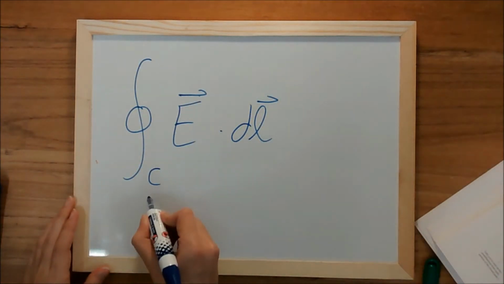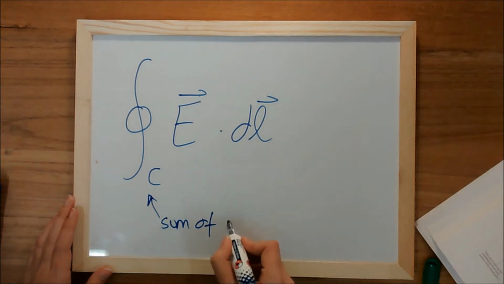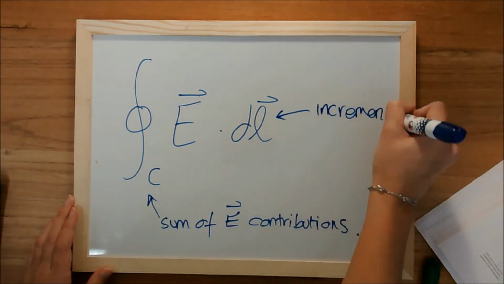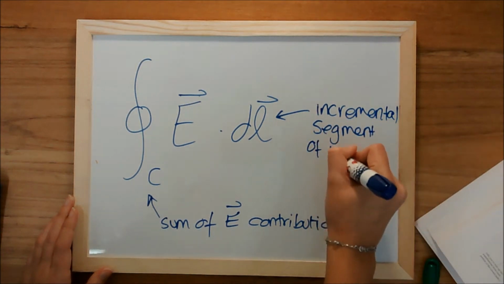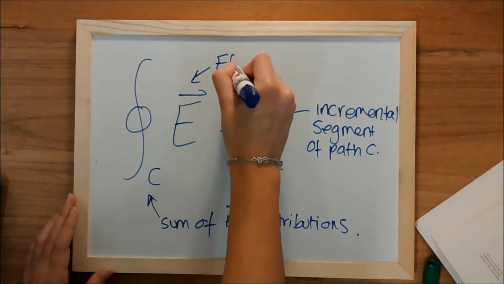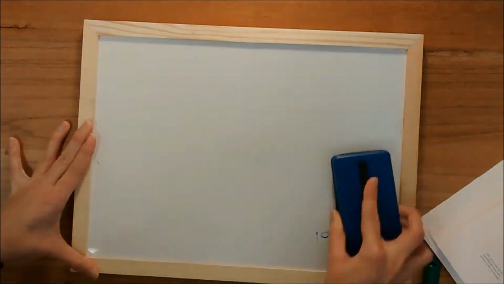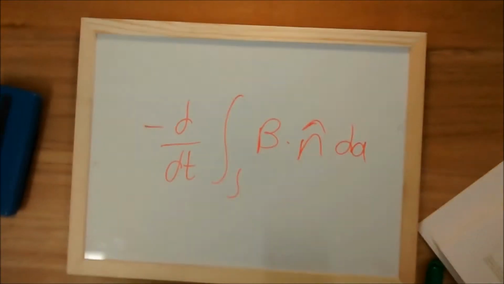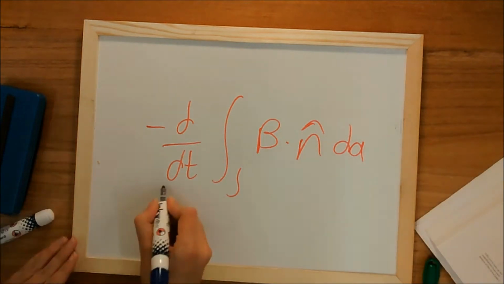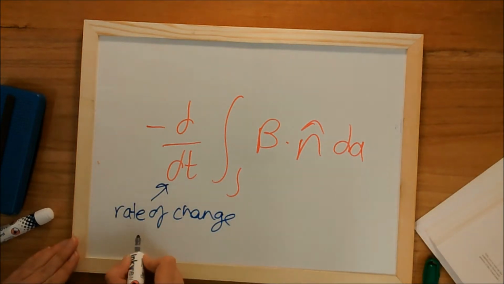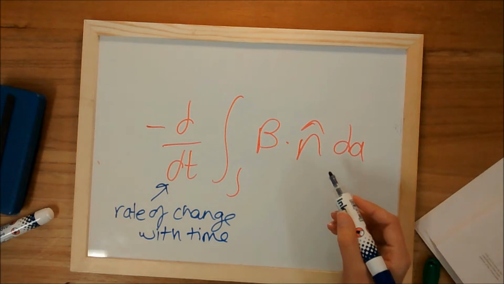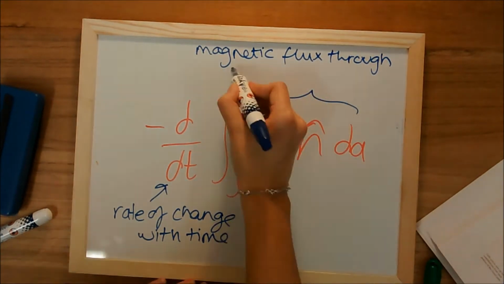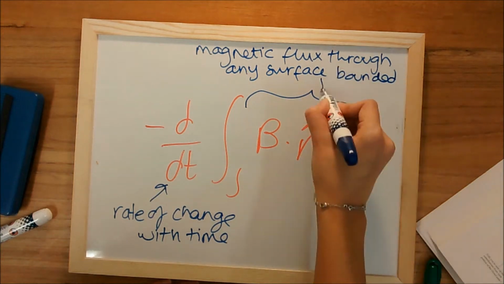The integral around a closed path C of the electric field dotted with the incremental segment of path C, which is dl. The dot product means that it will be the sum of the electric field lines parallel to dl. And that is equal to the negative of the rate of change of magnetic flux through any surface bounded by C. The negative sign comes from Lenz's law, which states the current induced by the changing magnetic flux always flows in the direction so as to oppose the change in flux.